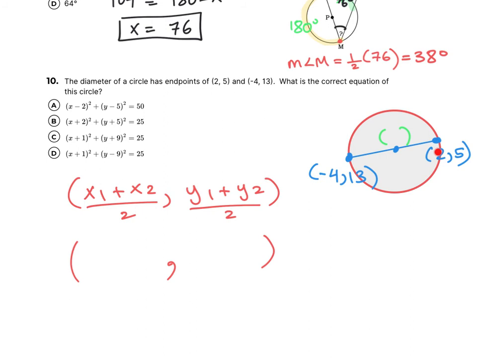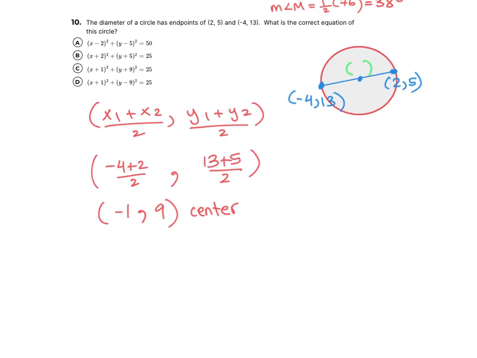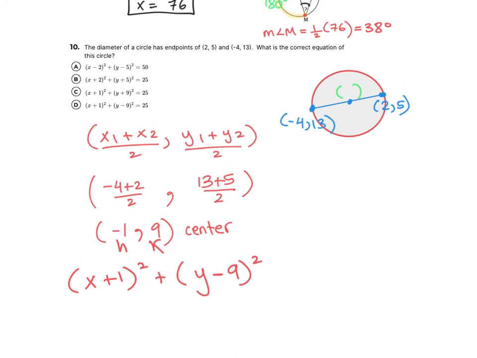So negative 4 plus 2 divided by 2, and then 13 plus 5 divided by 2. So negative 4 plus 2 is negative 2 divided by 2, that's negative 1. And 13 plus 5 is 18 divided by 2, it's 9. So that's the center. If I'm going to write the equation, remember it's x minus h, so x minus negative 1, so x plus 1, since this is h and this is k, squared, plus y minus k squared. So the only one that matches this is D. So I know that D is the correct answer.